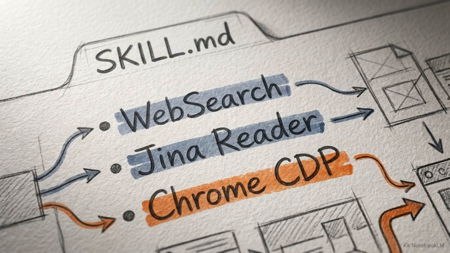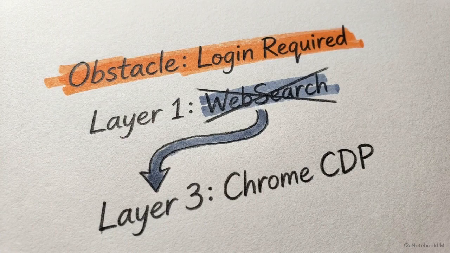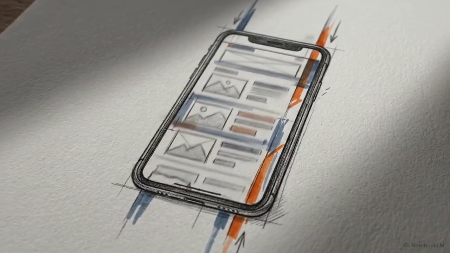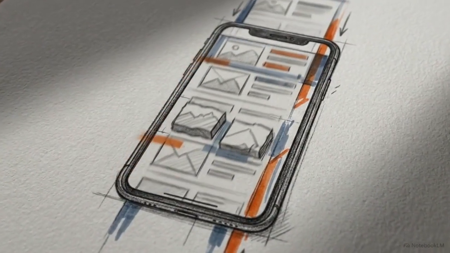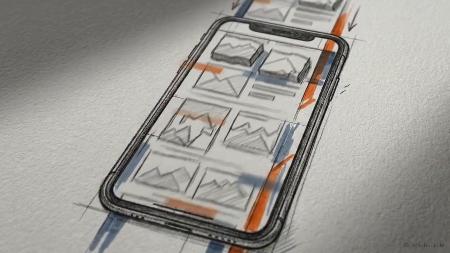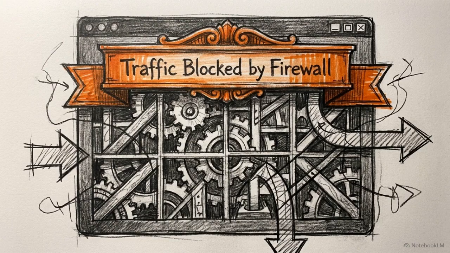By presenting these options inside a single configuration file, the agent gains the autonomy to weigh the trade-offs of speed versus access. It chooses the right tool for the job based on the obstacles it encounters. Consider a practical scenario where you need to research trending posts on a highly protected social media platform. Because these sites use aggressive anti-bot measures, traditional web scrapers are blocked almost immediately.